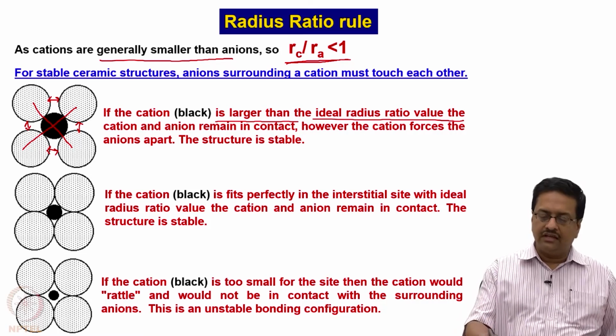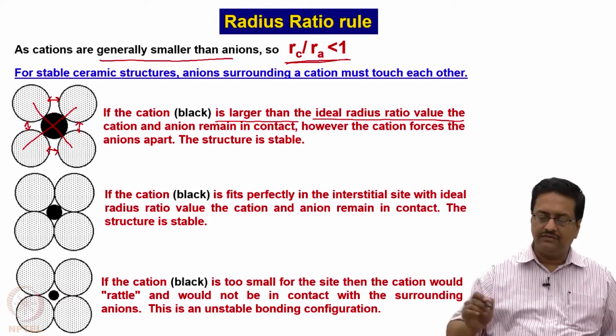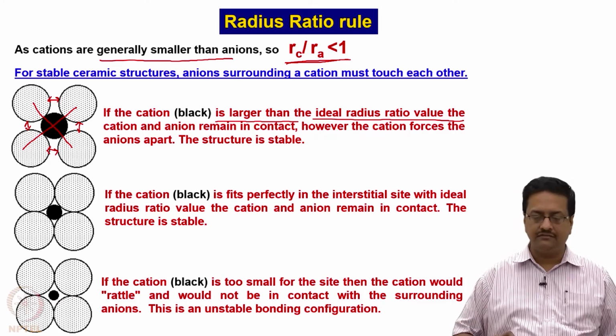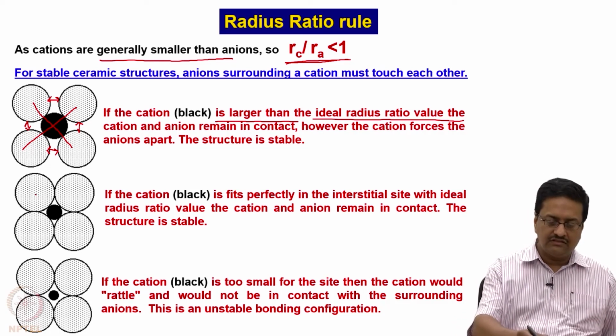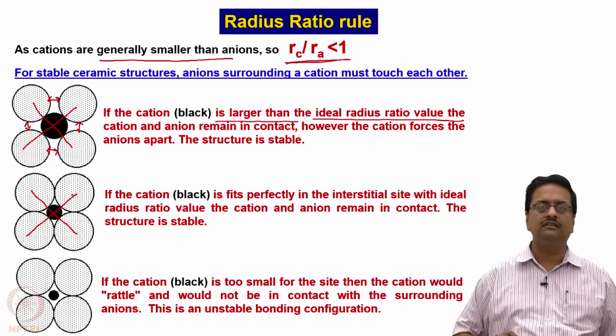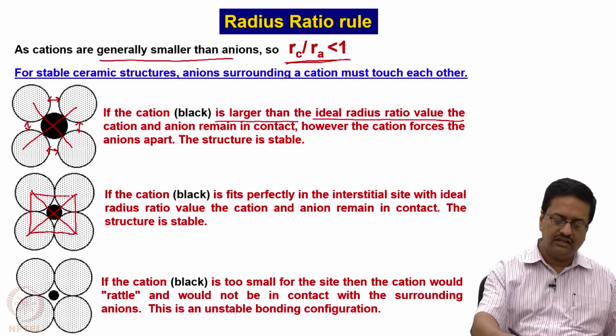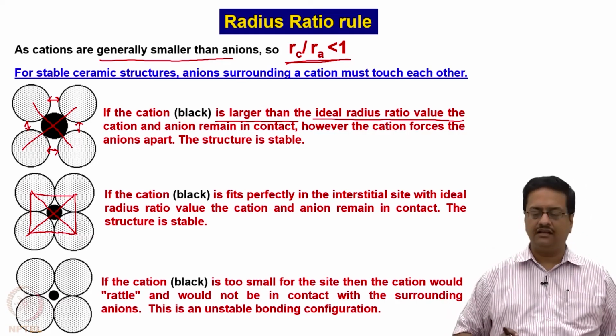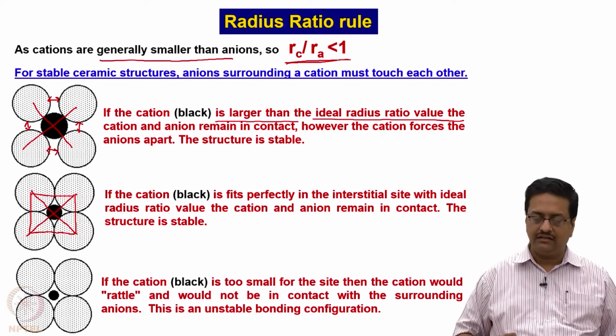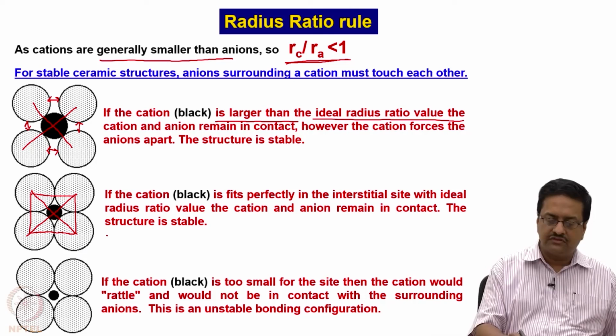If the cation is perfectly fitting inside the interstitial site, that means the cation and anions are touching along the diagonal. Anions are also touching each other in all the 4 edges. So this is the ideal situation of ideal ratio of cation to anion, and this is the most stable structure.